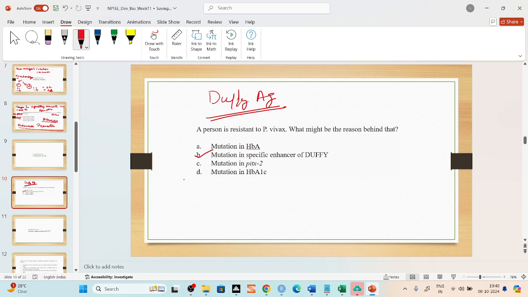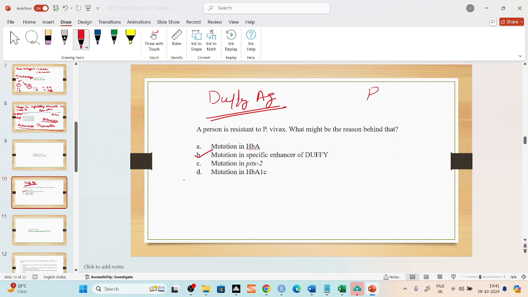Now, people who have a mutation in this Duffy gene, and where the mutation should be, the mutation can be maybe at the antigen receptors of the Duffy gene or maybe at the enhancer region, that is a different thing. But simply you try to understand that people who have a mutation in this Duffy antigen gene, what will happen? It will make the Duffy antigen non-functional and therefore the person will become resistant to Plasmodium vivax infection.